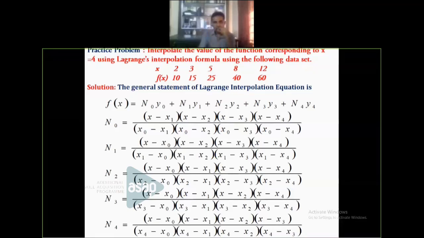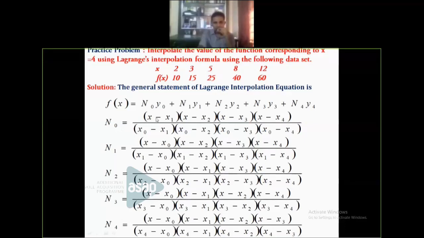Here we use the general polynomial function which we have derived before. For this entire data set, I'm suggesting the polynomial f(x) equals N0 y0 plus N1 y1 plus N2 y2 plus N3 y3 plus N4 y4. So you have 5 terms coming in to connect. You have polynomial interpolation functions connecting all the 5 terms. You need 5 polynomial functions: 1, 2, 3, 4, 5.